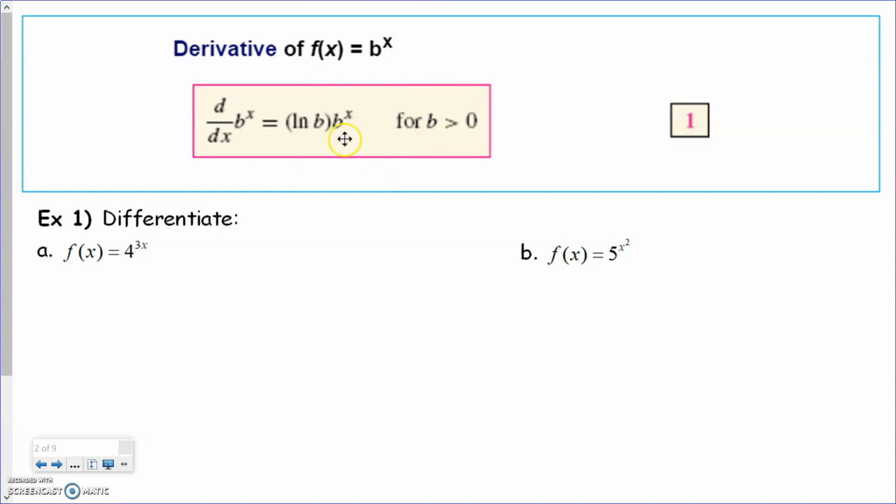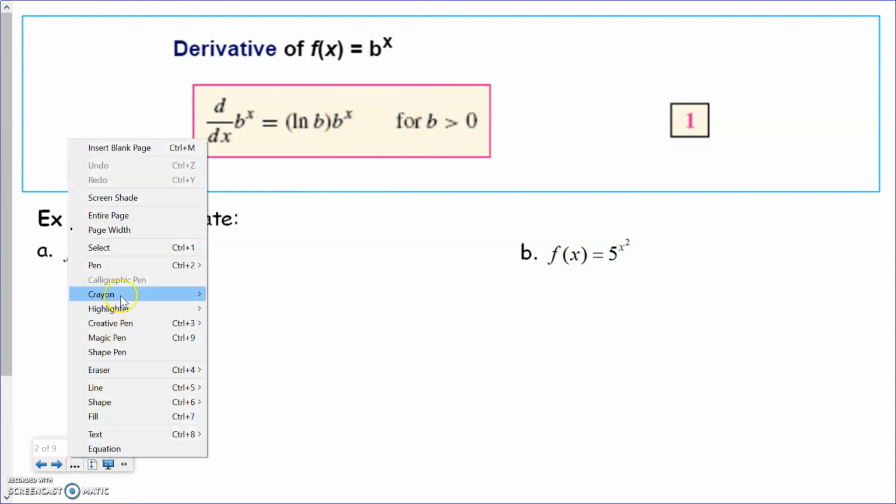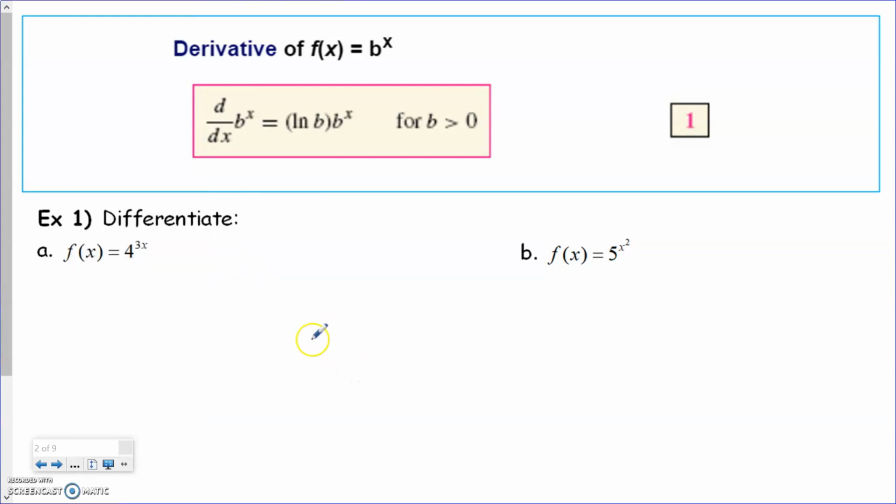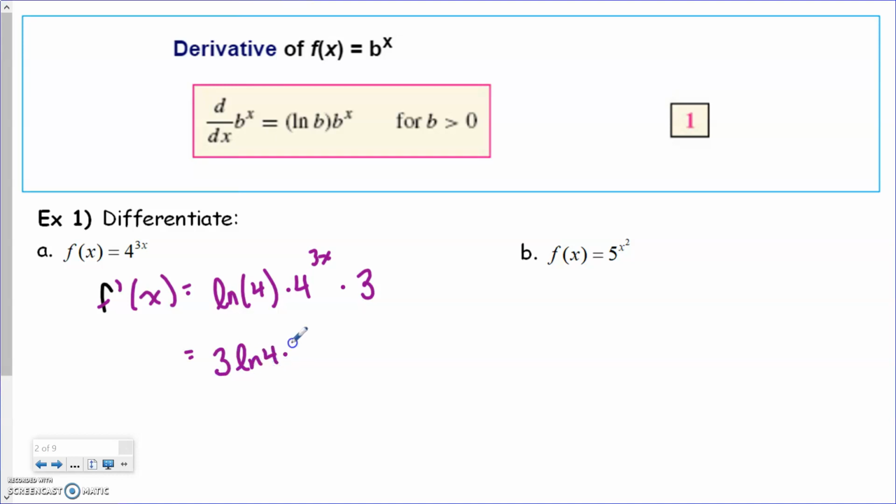So another formula for you to memorize. I know there are a lot of them. The derivative of an exponential function is the natural log of the base times that exponential function. So don't forget the chain rule when you're doing this, but f prime of x is equal to the natural log of the base, which is 4, times 4 to the 3x power, that doesn't change, times the derivative of 3x, which is 3. Okay, so typically you'll see it written like this, just so it's a little bit easier to read.